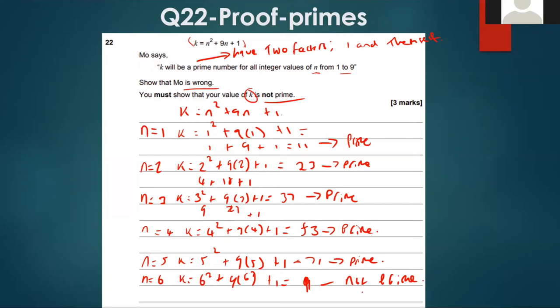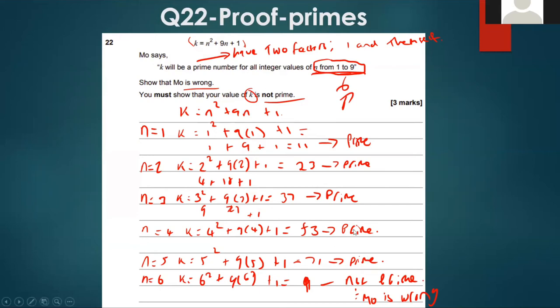So Mo here is wrong, because he says that all integer values of n from 1 to 9 will be prime, but actually 6 is not. When you put 6 into this formula, you get 91, and 91 is not prime. There could be more that are not prime, but we don't need to go further, because 6 is included in 1 to 9, and that doesn't work. You've got to a number where it shows he's wrong.